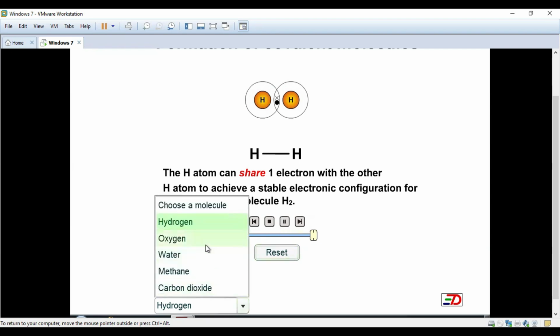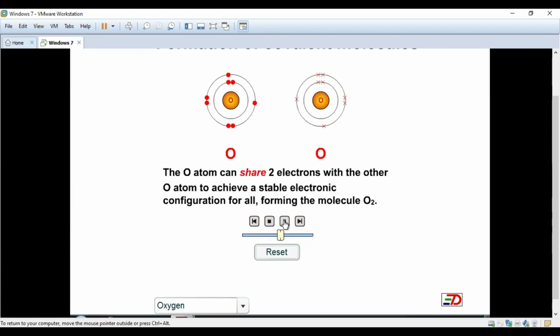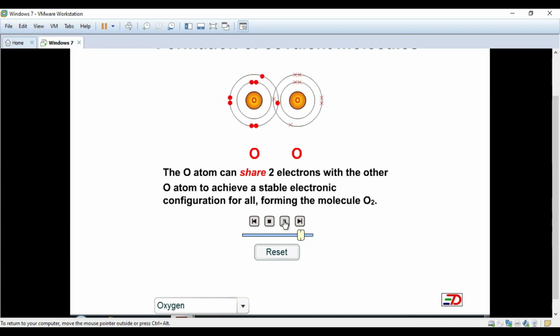Now the next one is oxygen. As oxygen belongs to group 6, it has six valence electrons. It needs two electrons to gain stability. So two pairs will be shared between these two oxygen atoms, and there will be a double bond between these two.